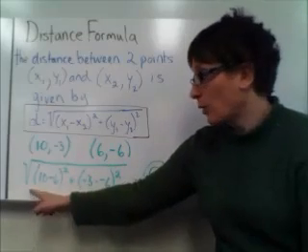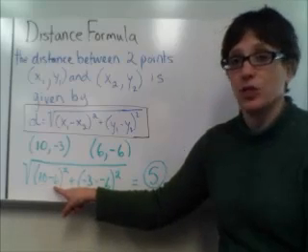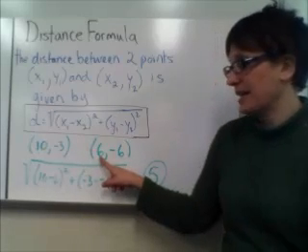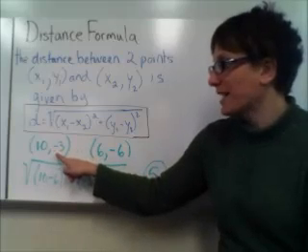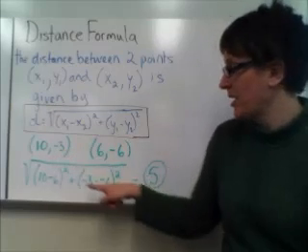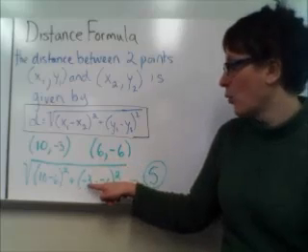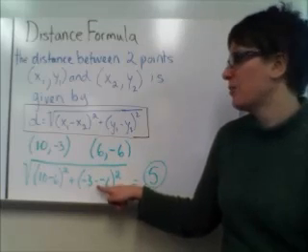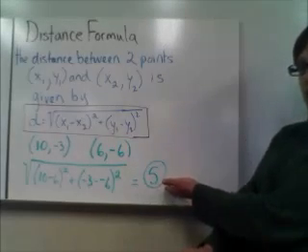Distance equals the square root of x sub 1 minus x sub 2, 10 minus 6, all squared, plus y sub 1, negative 3, minus negative 6. Well, minus negative makes that a plus. Put this in your calculator. The answer is 5.